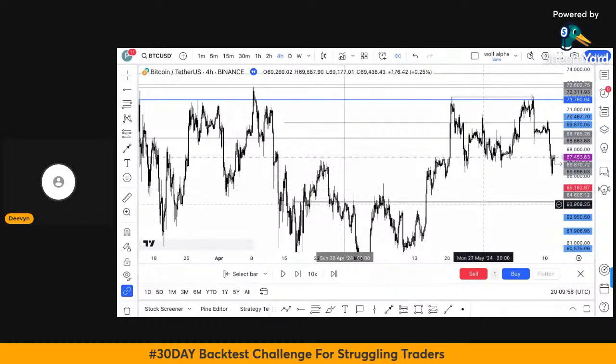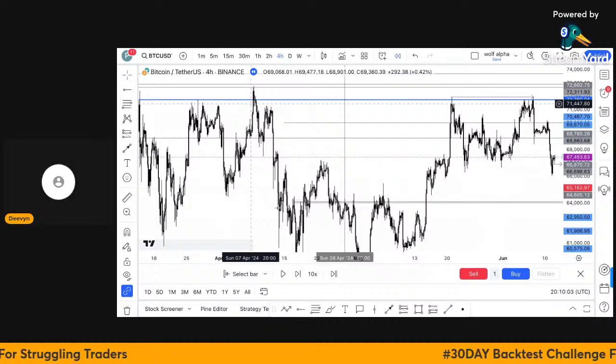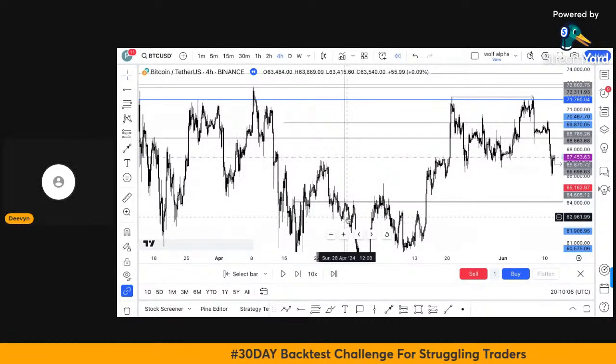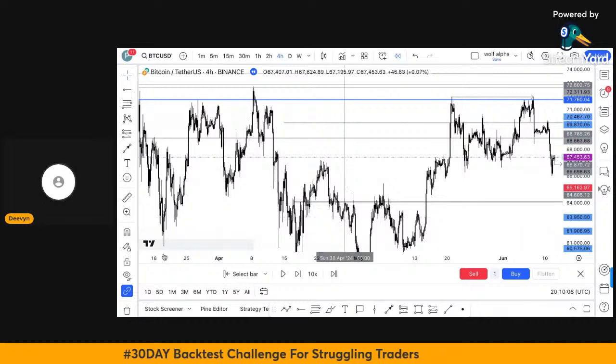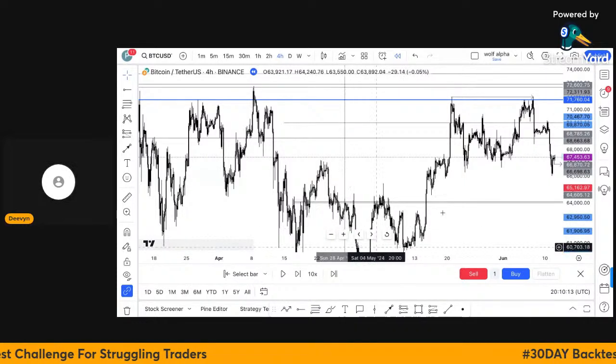All right, so very well. This had been a pretty much ranging market for Bitcoin, because we can see price going up to highs, creating lows.